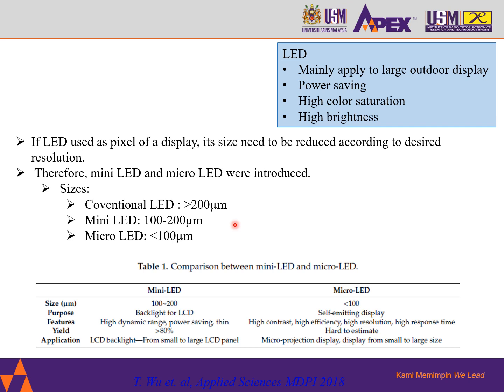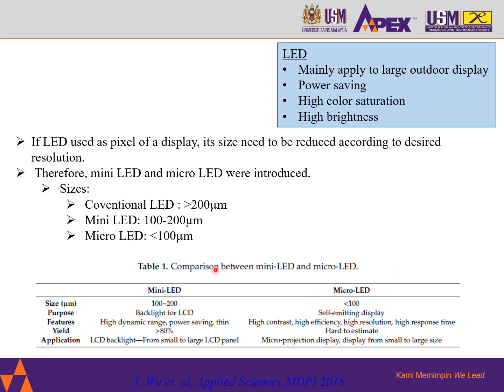For the conventional LED, the size is larger than 200 micron. Mini LED ranges between 100 to 200 micrometer. And for micro LED, the size is less than 100 micrometer. The LED's advantages are that it is mainly applied to large display. It is power saving for sure, and it has a high color saturation, and of course it has high brightness.